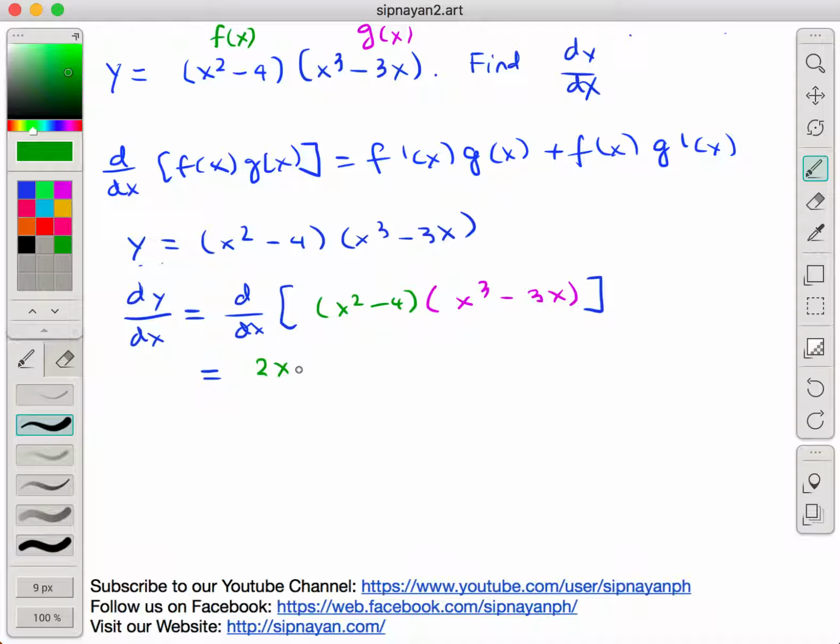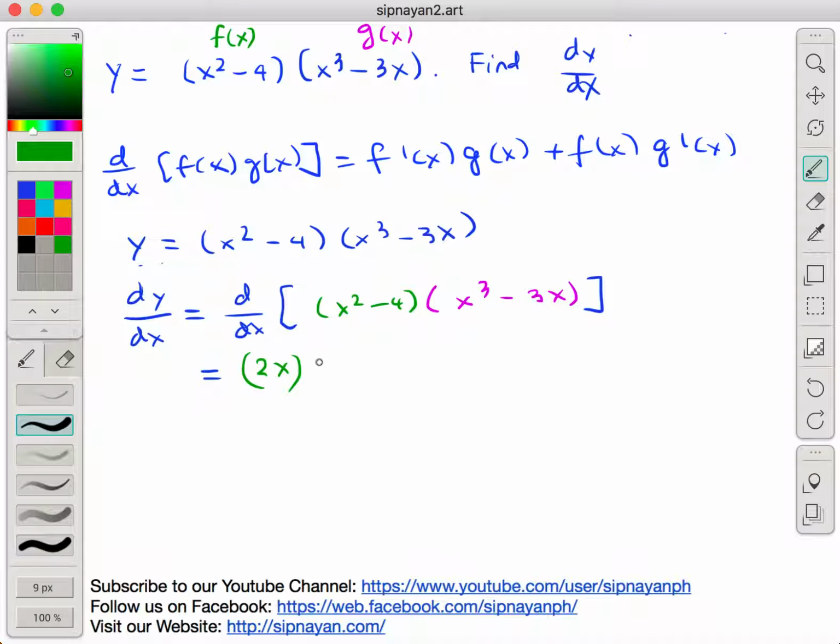And then minus, what is the derivative of 4? d/dx of 4. This is a constant. We say the derivative of a constant, by the constant rule, is equal to 0. So it's minus 0, which is no problem, and we don't need to write the minus 0.